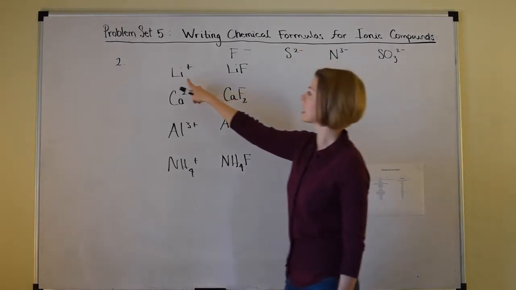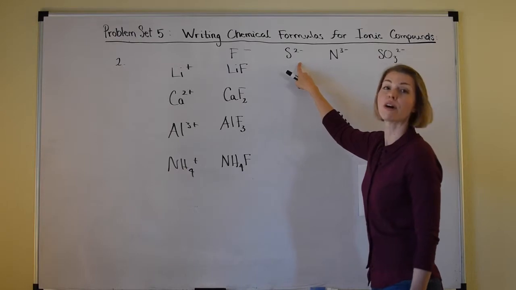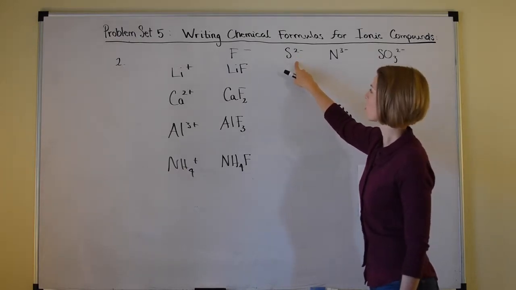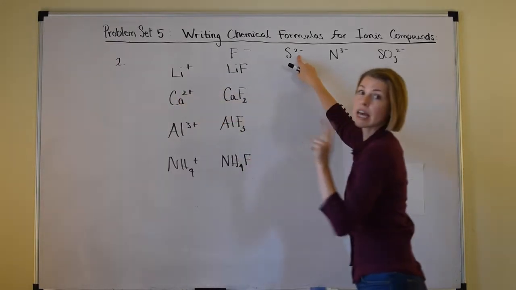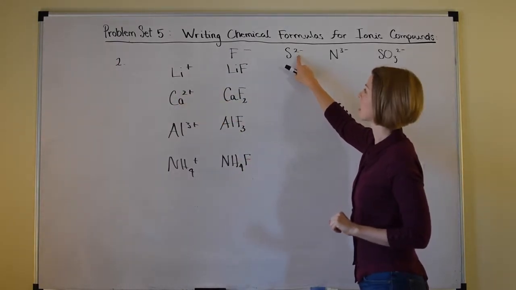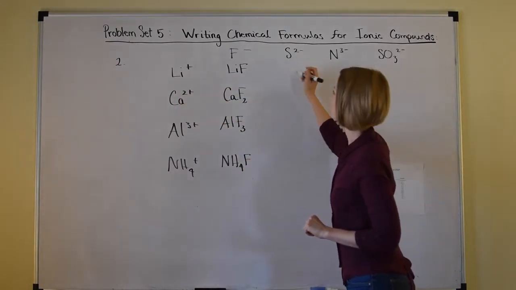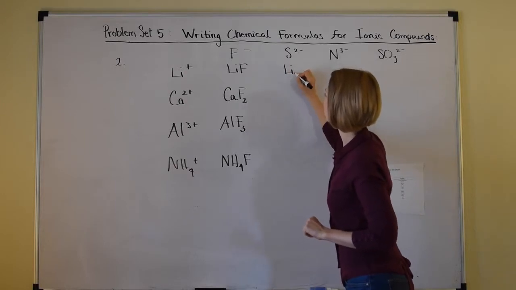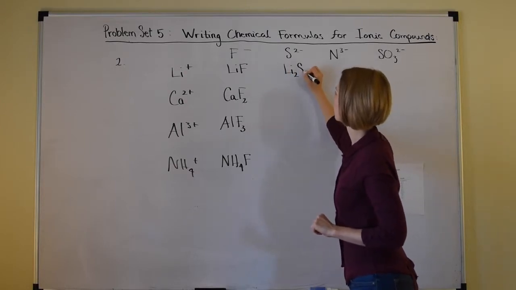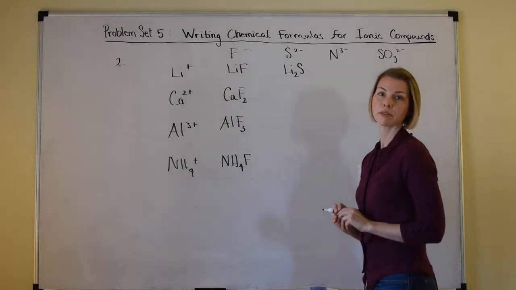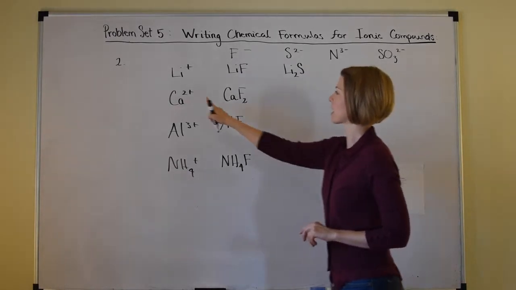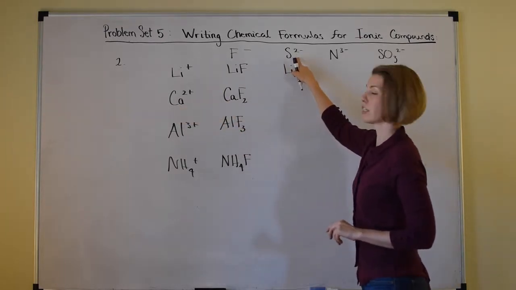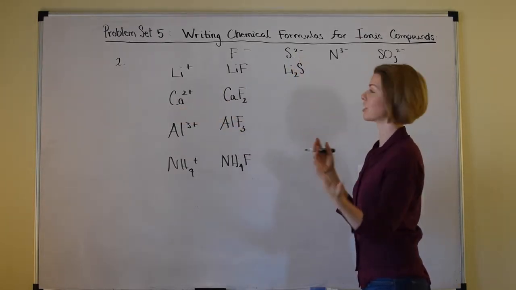So now we're combining the lithium cation with a sulfide anion. So sulfide has a 2- charge. It's going to take 2 lithium cations, each with a 1+ charge, to balance out just one sulfide. So we're going to write that as 2 lithiums to every 1 sulfide. 2 lithium cations to every 1 sulfide anion. All right, calcium is 2+, sulfide is 2-, so just a 1-to-1 ratio.